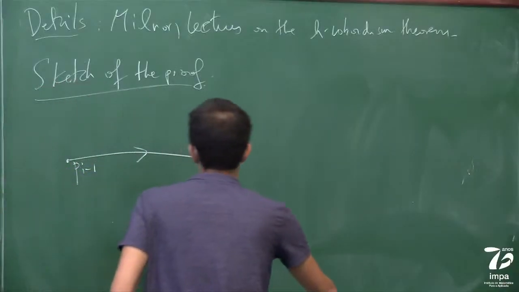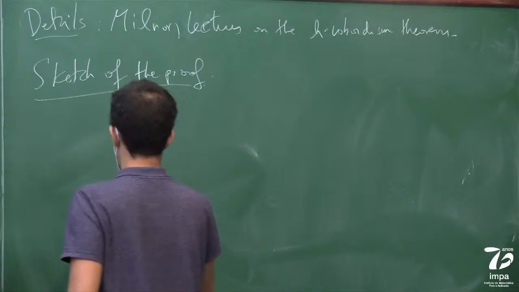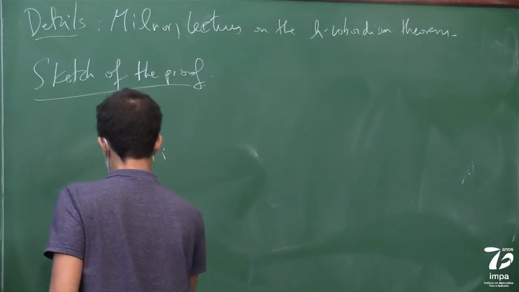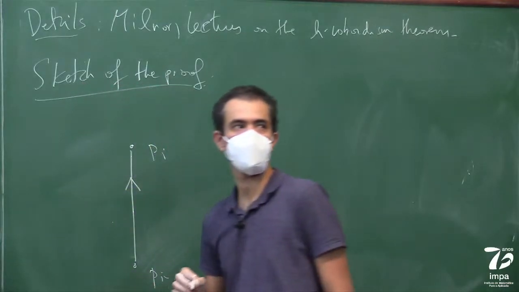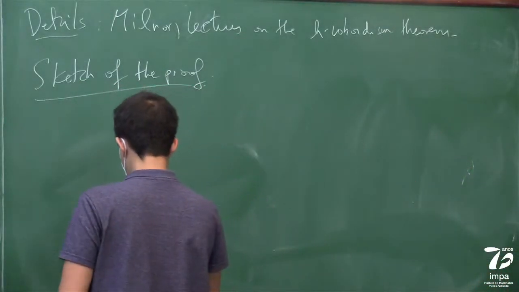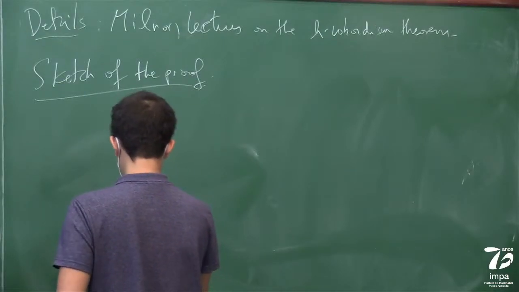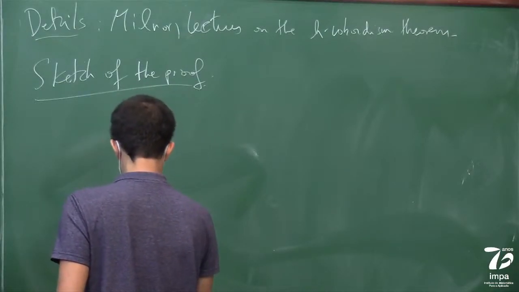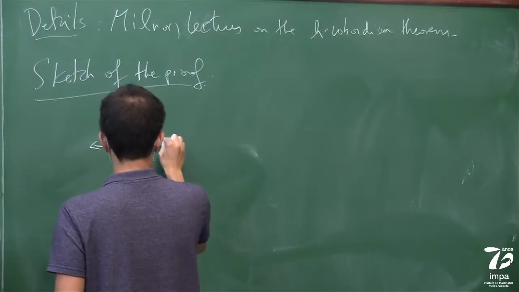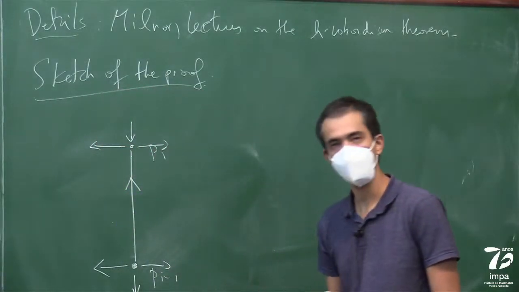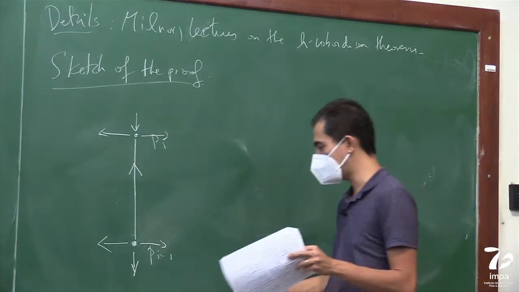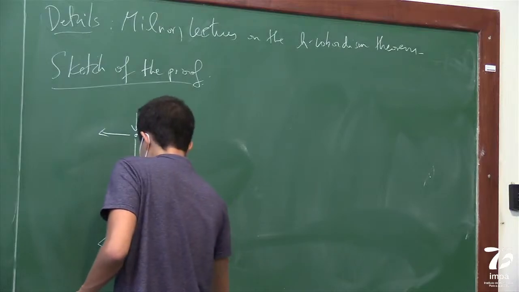Maybe I can draw it like this. So here's my p_i, here's my p_{i-1}, and then I have a flow line like this. Okay? So basically now this guy has a direction like this. And now is the step that I won't say very much about: there exists a chart near this flow line.